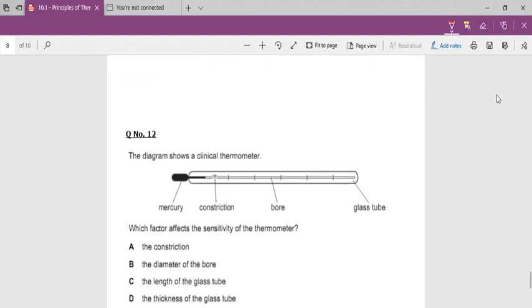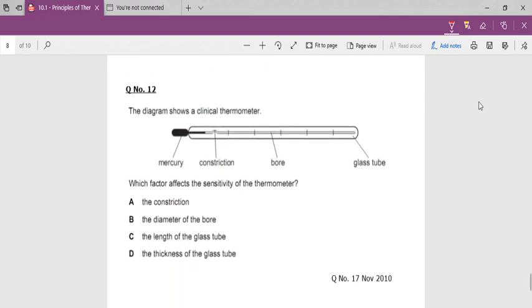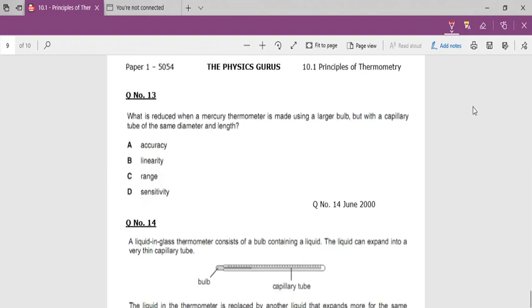Now question number 12, what factor affects the sensitivity of the thermometer? The constriction, no. Constriction is required to prevent the backflow of the mercury into the stem. Then the diameter of the bore. So this question is repeatedly asked in the paper. So sensitivity depends on the narrow bore. Sensitivity depends on the larger size of the bulb. Sensitivity depends on the less denser liquid. Nature of the liquid, in other words.